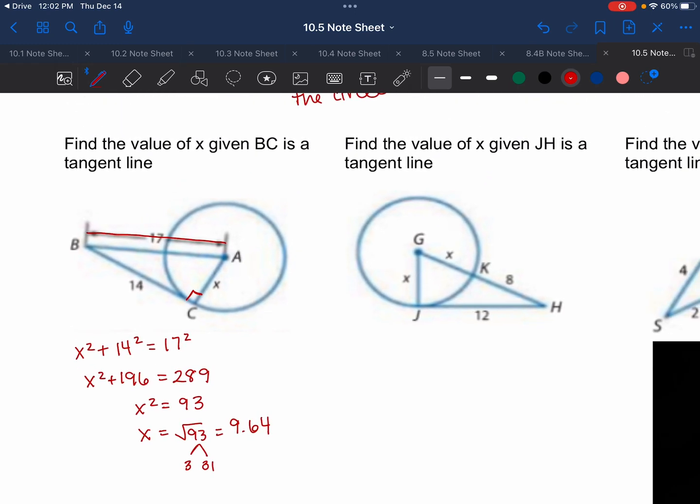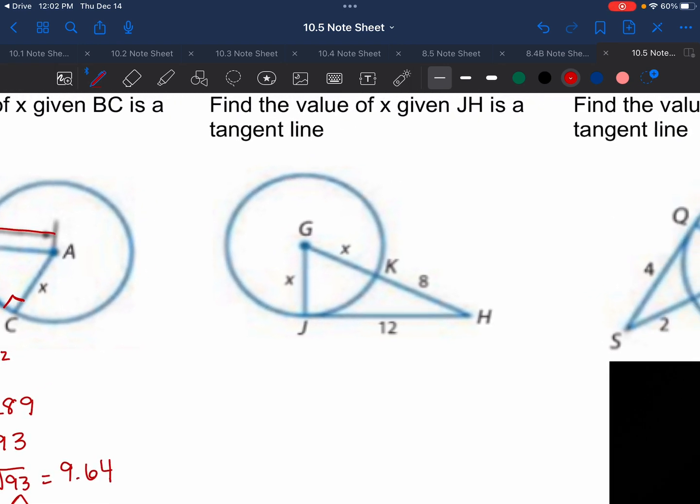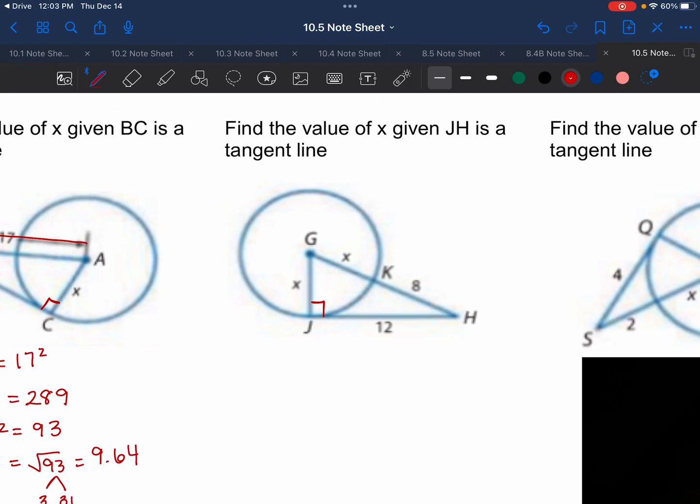All right, next one. Find the value of x given that JH is a tangent line. So since JH is tangent, that means the radius GJ is perpendicular to the tangent. So it's a right triangle, so let's use the Pythagorean theorem to solve for x. So leg squared, so x squared plus the other leg, 12 squared, equals the hypotenuse squared.